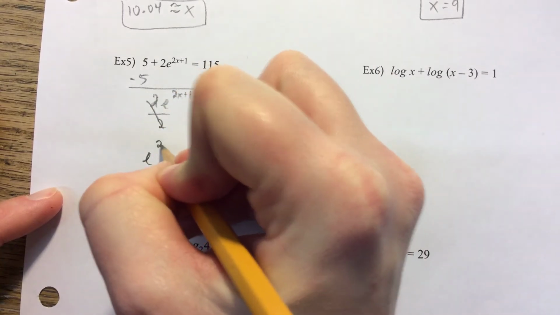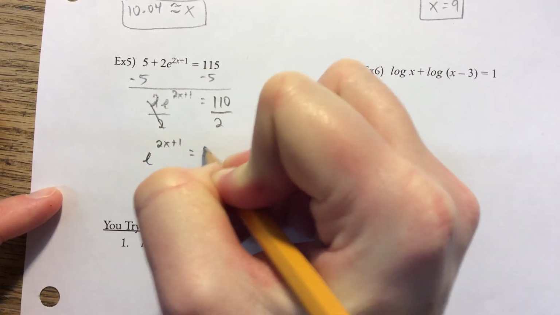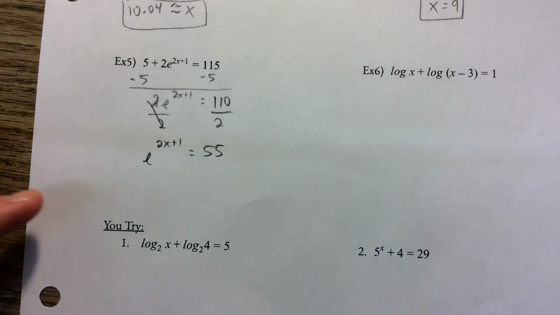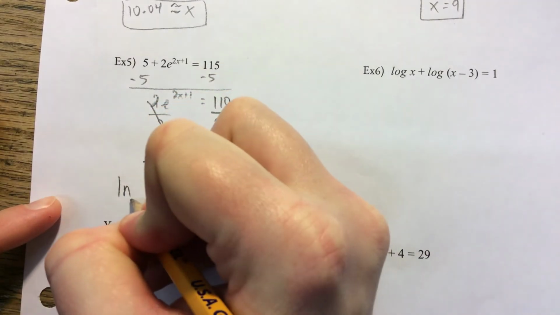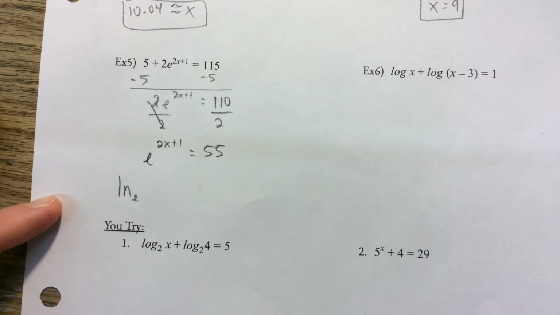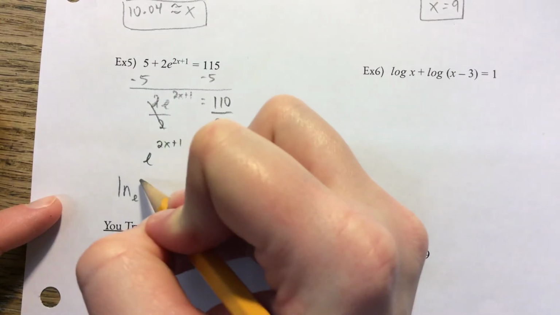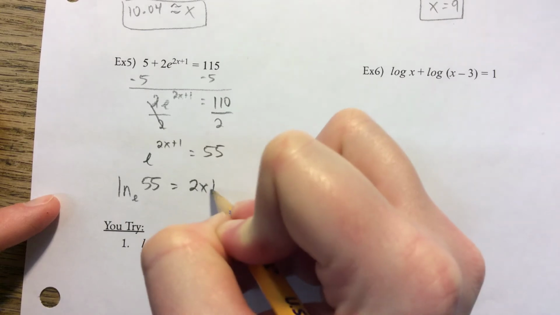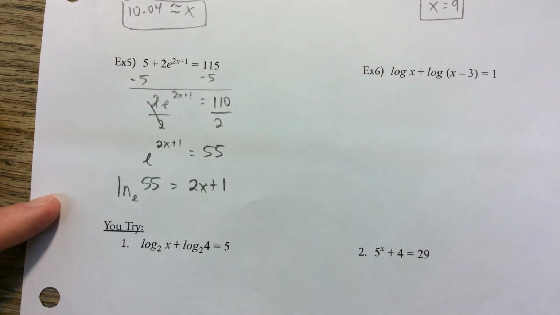So I have e to the 2x plus 1 equals 55. Now this is a point where I can switch this into a log function. It's an exponential, I'm going to switch it into a log. So it's going to be natural log. The base is e. You can write that or you don't have to, it's implied that it's base e. The 55 would come over here, and the 2x plus 1 would come here.